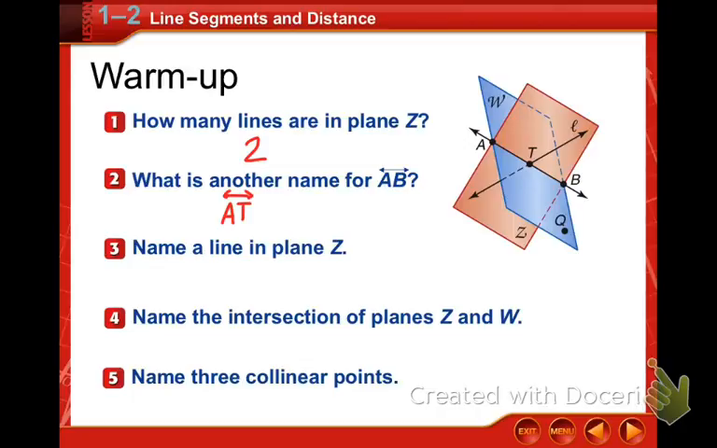But naming a line in plane Z. Again, we already said there are 2 lines in plane Z. The only 2 lines we can see are in plane Z, and the line we just named is in plane Z. We also have line L in plane Z.